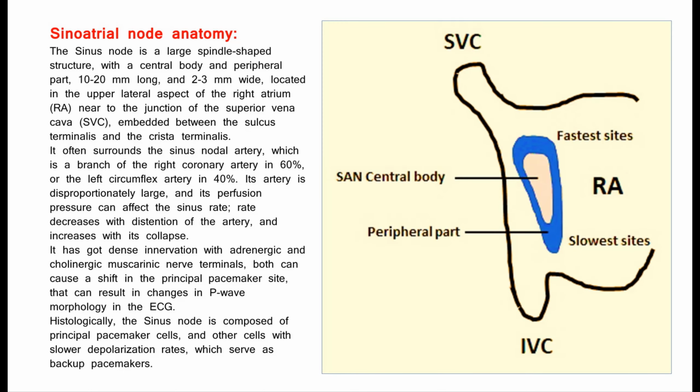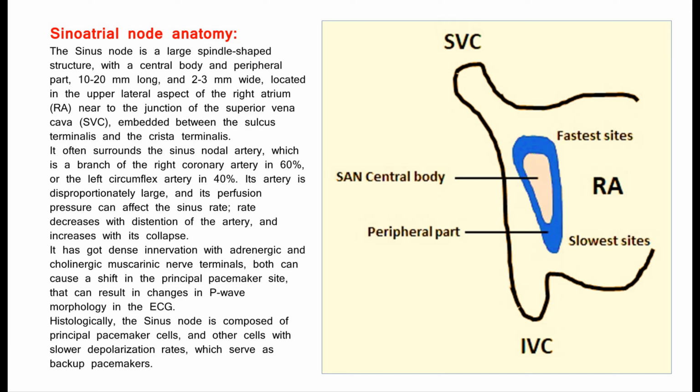Normal variants of sinus rhythm. Sinoatrial node anatomy. The sinus node is a large spindle-shaped structure, with the central body and peripheral part, 10 to 20 mm long, and 2 to 3 mm wide, located in the upper lateral aspect of the right atrium, RA, near to the junction of the superior vena cava, SVC, embedded between the sulcus terminalis and the crista terminalis.